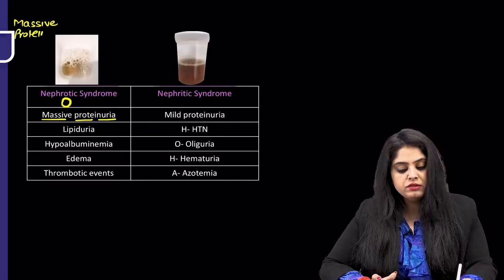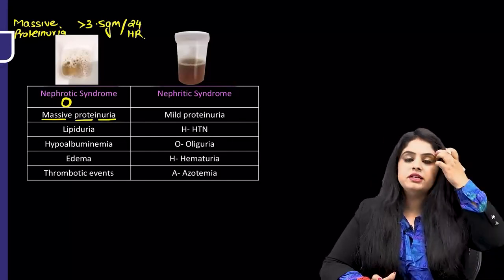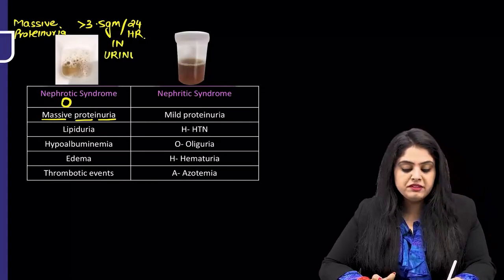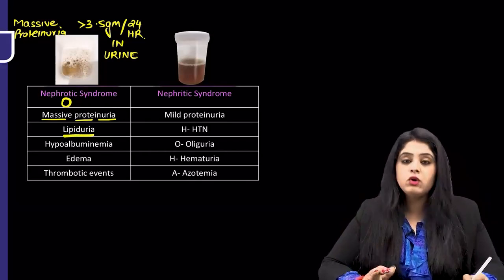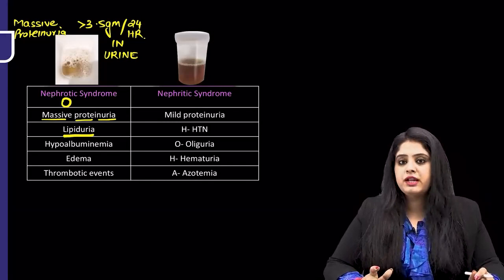Please remember, it is more than 3.5 grams of protein per 24 hours. More than 3.5 grams of protein per 24 hours in the urine sample. That is going to be massive proteinuria. All the protein is going out into the urine. Not only that, oh my god, fat is also going out into the urine. Lipiduria is also going to happen, right?